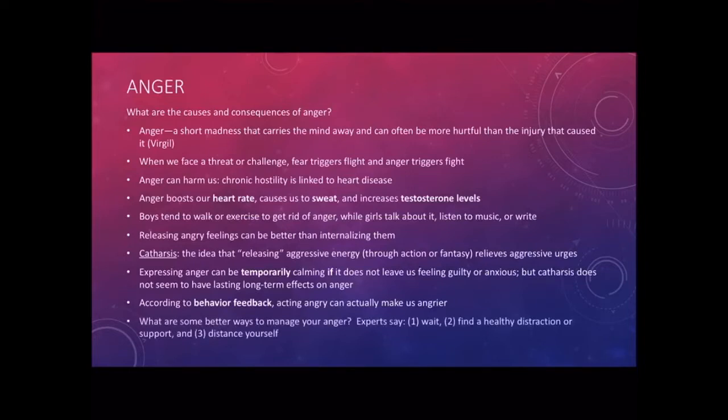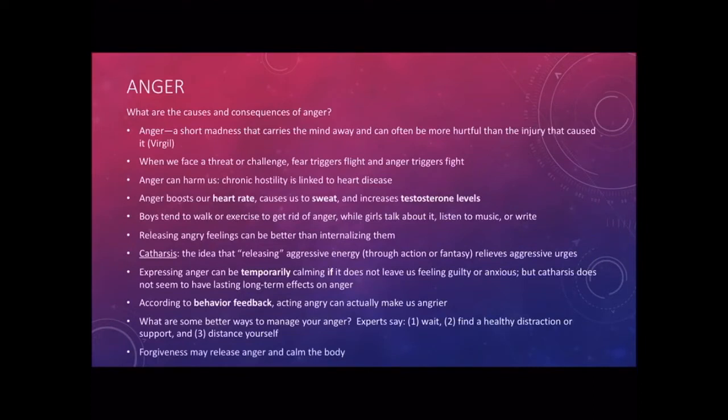Some better ways to manage your anger: you can wait until you feel better. Time always heals. Find a healthy distraction or support and distance yourself. Notice that there are 3 suggestions given here. I've seen test questions in the past saying which of the following is not a suggestion for dealing with anger. So note what these 3 are, know them.